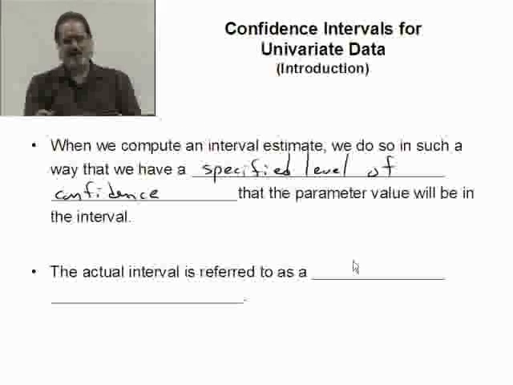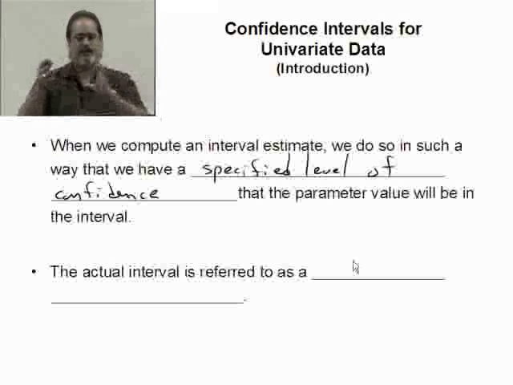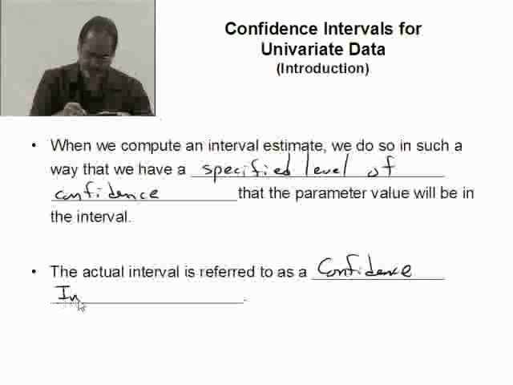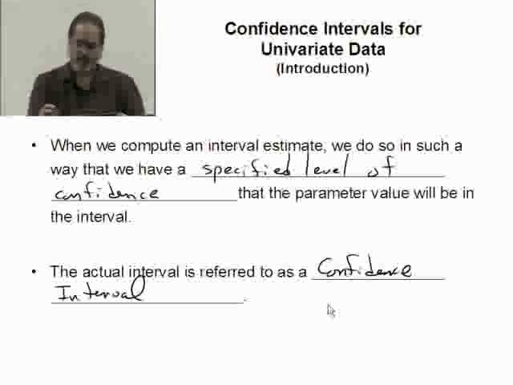If I say I'm only 5% confident it's going to be in there, that's saying I'm 95% certain I'm wrong. On the other hand, if I say I'm 95% confident that the true proportion is going to be 54% plus or minus 2%, that's acknowledging I'm only 5% certain that I'm wrong. So 95% probability I'm right, 5% probability I'm going to miss. The actual interval is referred to as a confidence interval. So we will be talking about the idea of constructing confidence intervals.